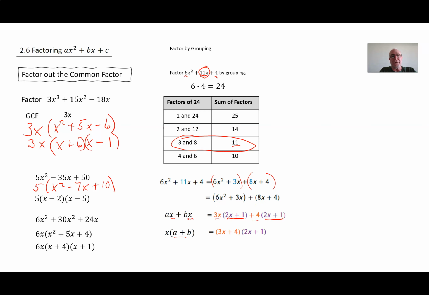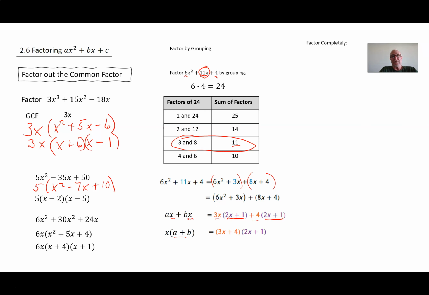So using this method, we can find the factors and find the sum that gives us the middle term, and then we'll be eventually getting to the right answer. But that's a lot of work. We want to be efficient.